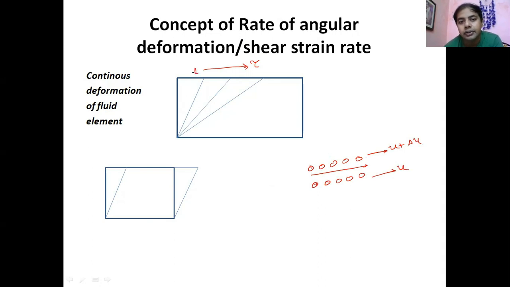At t equal to 0, the two sides of this element were perpendicular. At t equal to 1, it creates some angle. At t equal to 2, some further angle. So angular change is occurring continuously. This is called the angular deformation. Angular deformation takes place with time, so that's why the concept of rate of angular deformation comes.